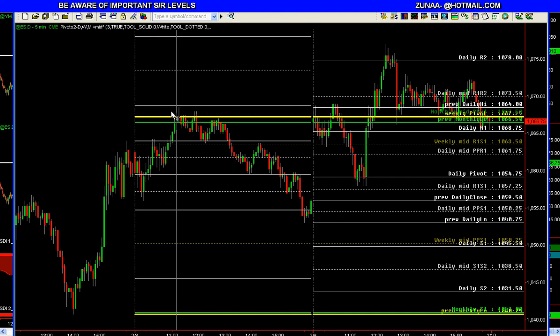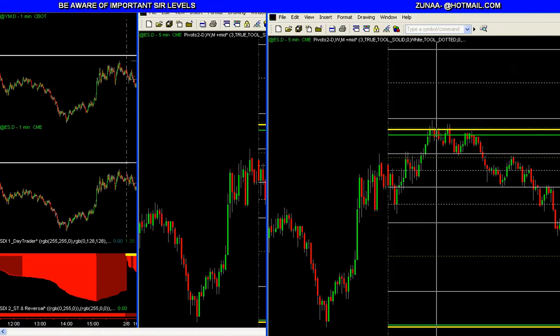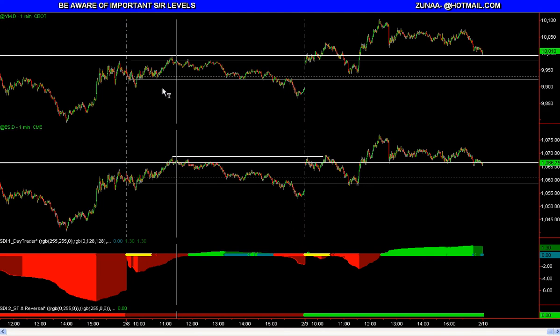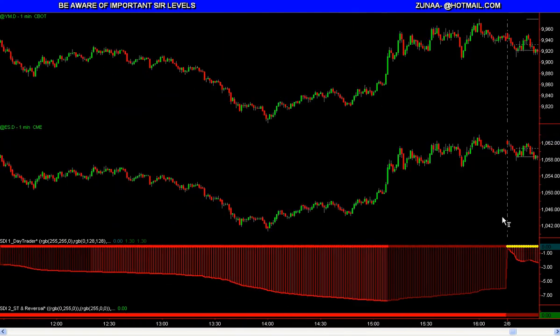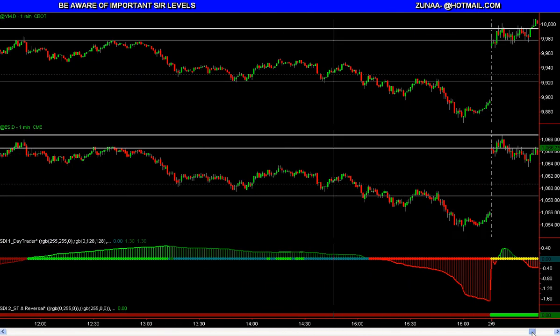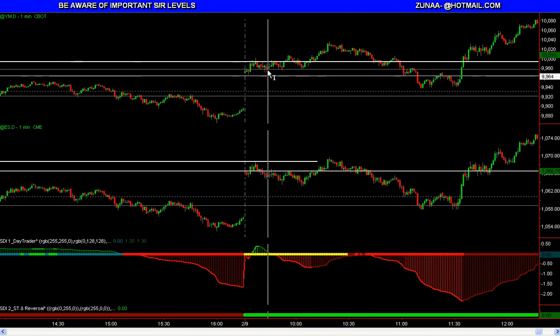Okay, on ES and YM, just so I don't have to change symbols, the pivots were also in the same place, excuse me. So you see that we have a confluence of daily pivots, traditional SR levels. Okay, and today when we opened up, we did not open up beyond. If we had gapped up above this, then I would be happy to buy the pullback to it.